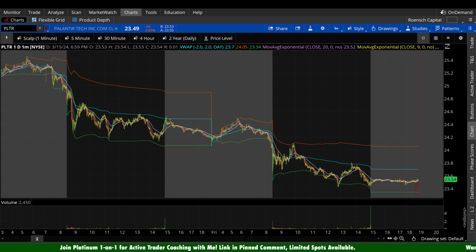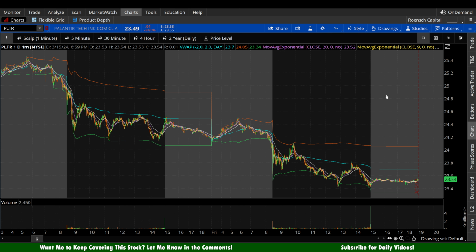Today we're taking a look at Palantir stock, ticker symbol PLTR, on a variety of time frames in anticipation of the next trading day, Monday, March 18th. Palantir stock here on Friday, down 94 cents per share. That's minus 3.85% in regular trading hours. It's up about 5 cents, essentially flat here in the after hours.